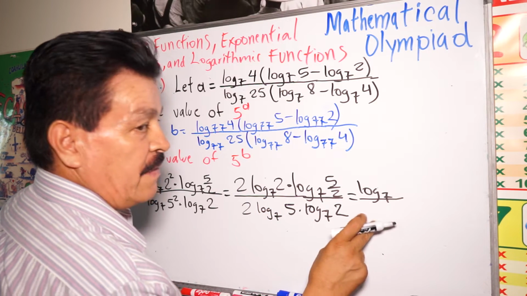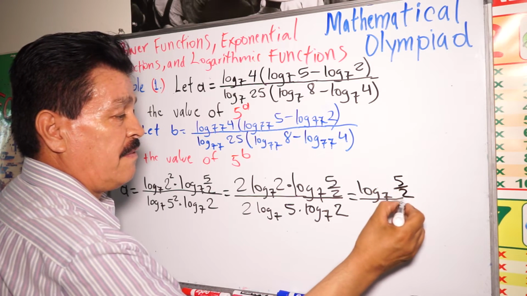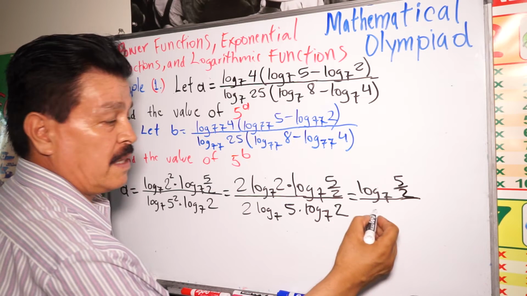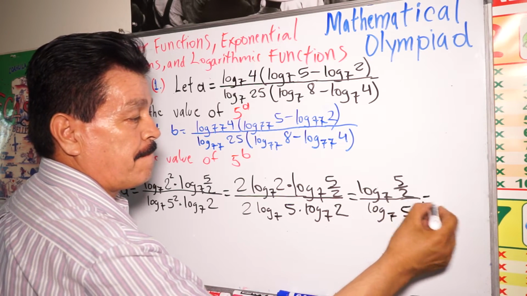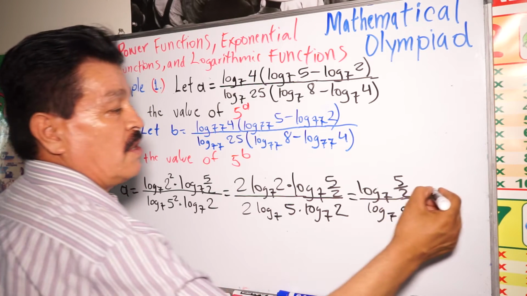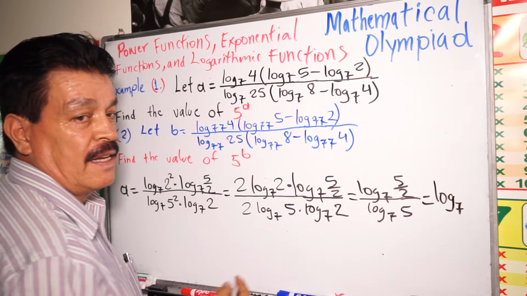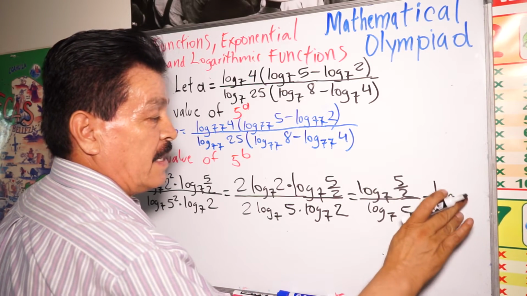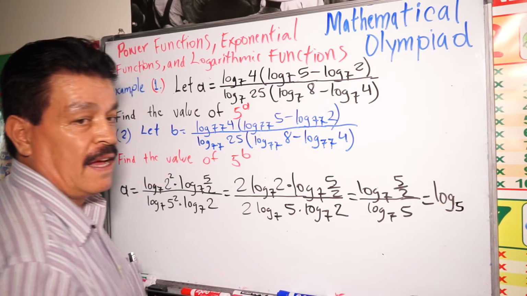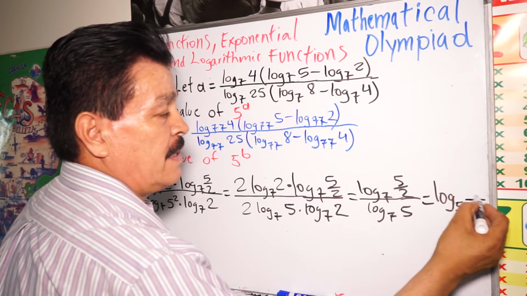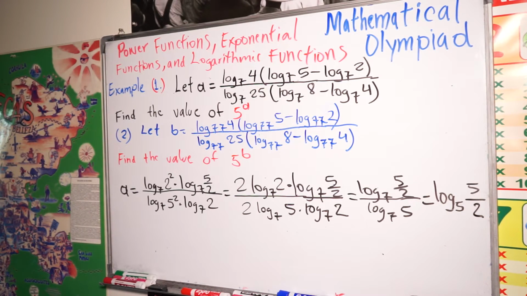We are going to have here 5 halves on top over log base 7, 5 equals, no, here it is not log base 7, it's going to be log base 5, because they cancel, log base 5 of 5 halves.